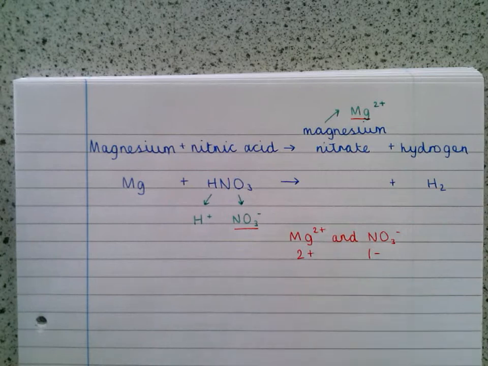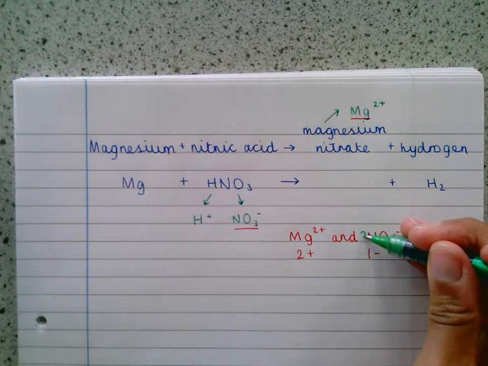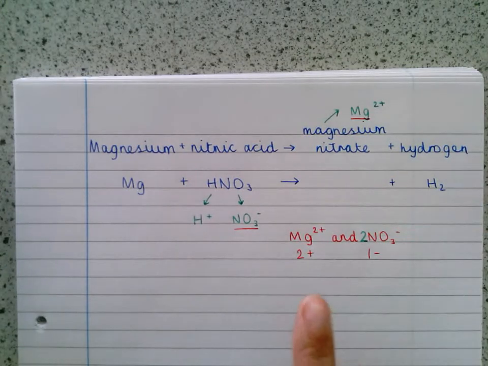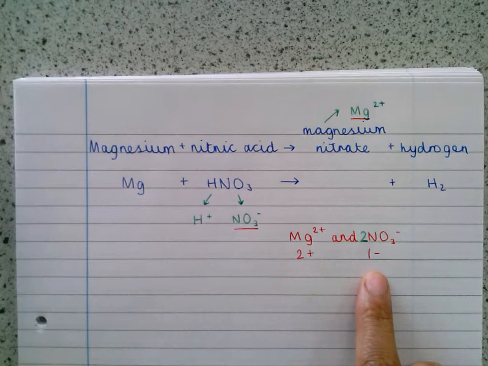Do those charges balance out? No. What do we need to do to make sure these charges balance out? Good, 2 in front of the NO3. So, for every 1 magnesium, we'll need 2 nitrates to balance those charges out.